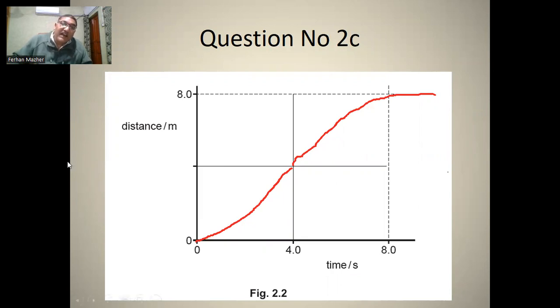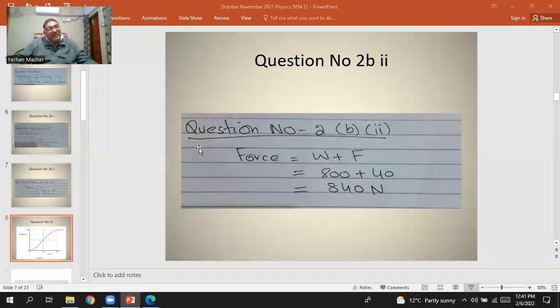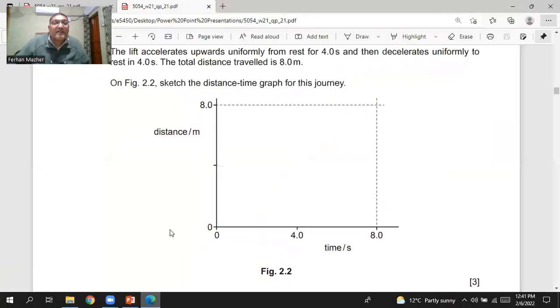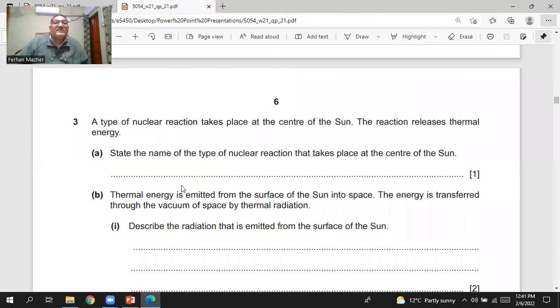So in this graph, in the first 4 seconds, the graph is curving upward. Its gradient is increasing. We call it an increasing curve. And in the last 4 seconds, the graph is a curve and its gradient is decreasing. You see? And after the 8 seconds, it will become flat. So this is how you will draw this graph. So we are done with the question number 2, I think. Yeah, question number 2 is done.